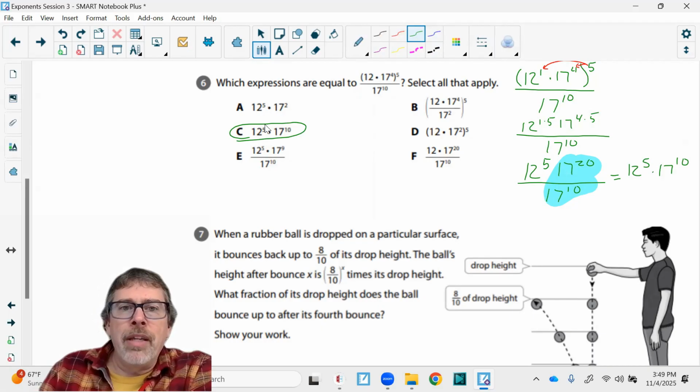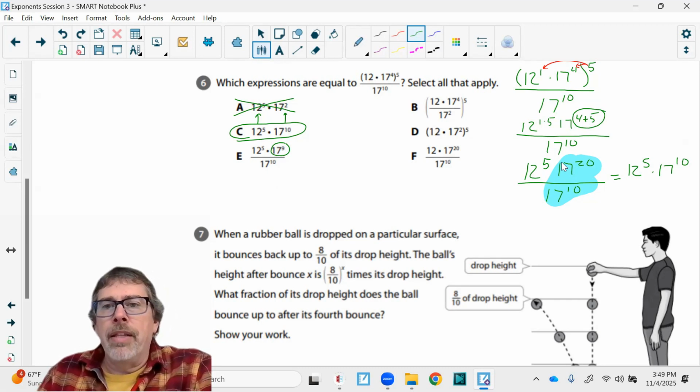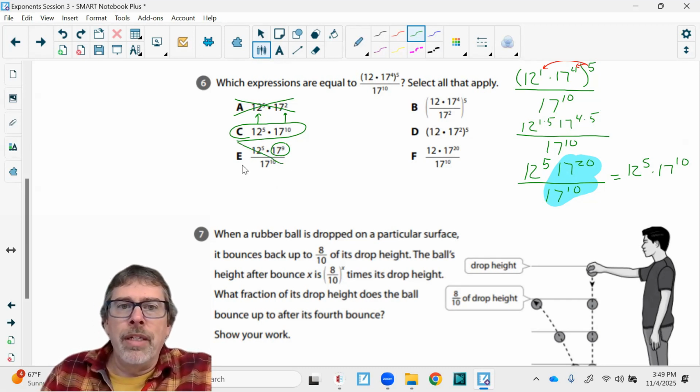So with that being said, we have a 12 to the 5 here and here, but this 17 to the 10 does not match. So now I know A is not a solution. Okay. And if I go back to here, 12 to the 5 is here, 17 to the 10 is here, but they got 17 to the 9. So instead of multiplying, they made a mistake and added here. Okay, that is not the right rule, so E is eliminated.